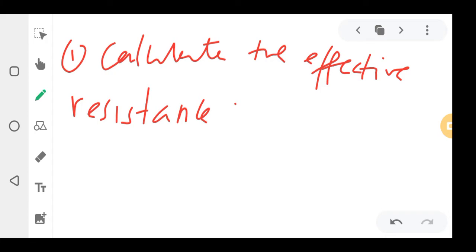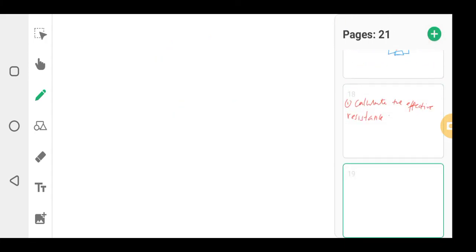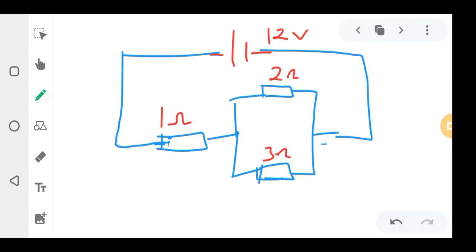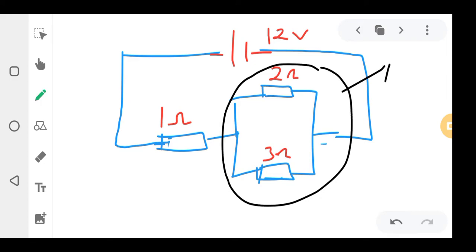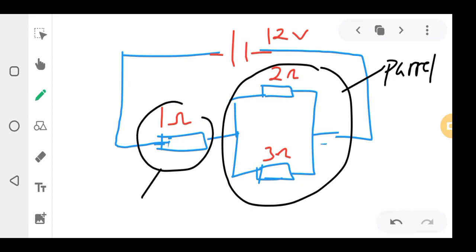I told you what effective means. So how do you calculate? The first thing is you look at your circuit. Your circuit has got those in series and those in parallel. Have you seen these two? These two here, they are in parallel. And then this one alone is in series. So you first solve the ones in parallel and then you add it to the one in series. Have you understood?